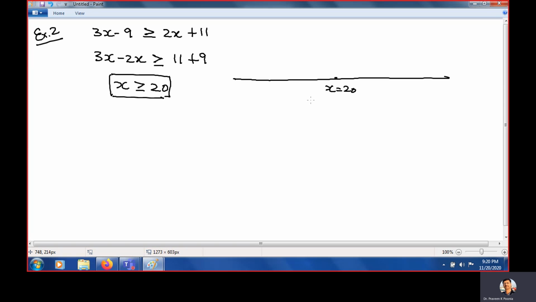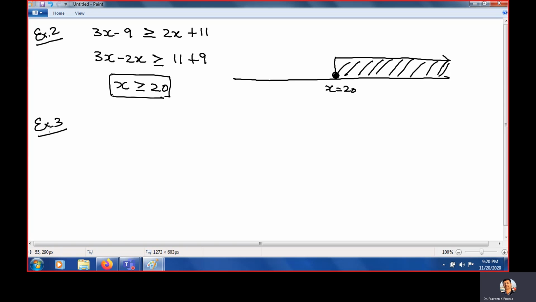We will mark only one point, x is equal to 20. And it is greater than or equal. Equal means we will make a black circle here. Greater than means this side. Clear? And we will mark the dots here like this one. Covered. That means the value of x is greater than or equal to 20. Okay. If big values are there, small values are there, we can draw.